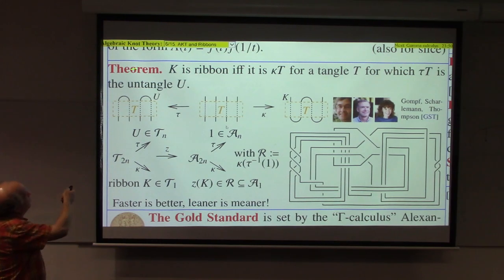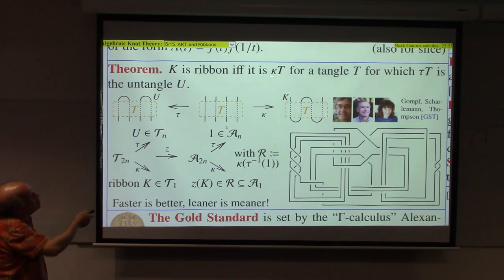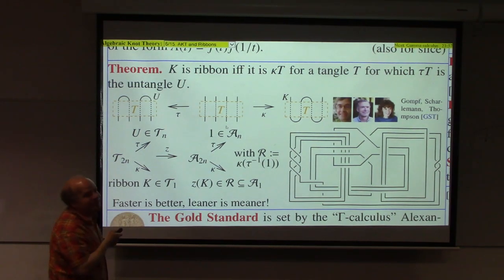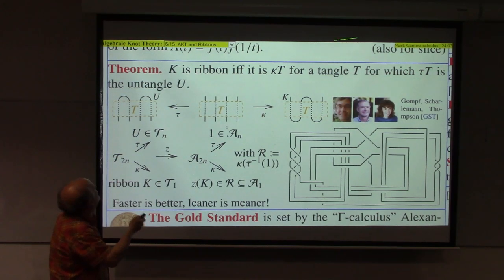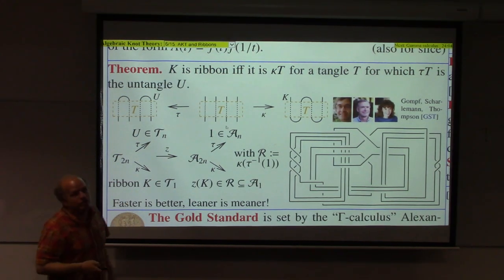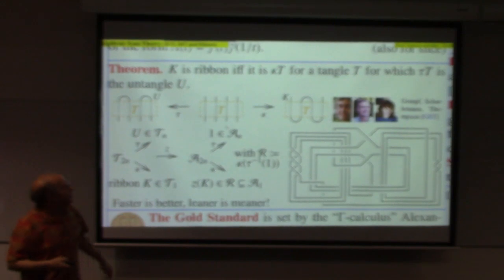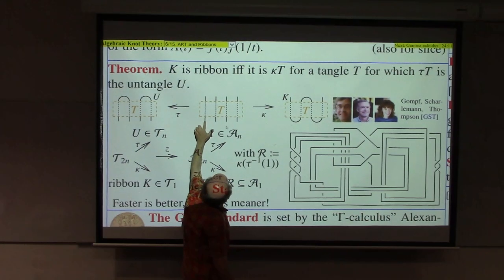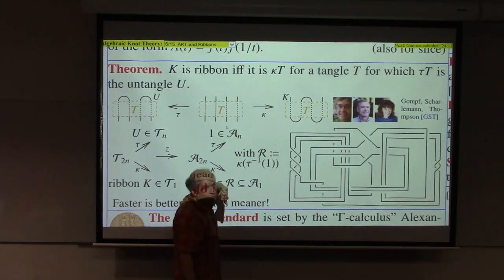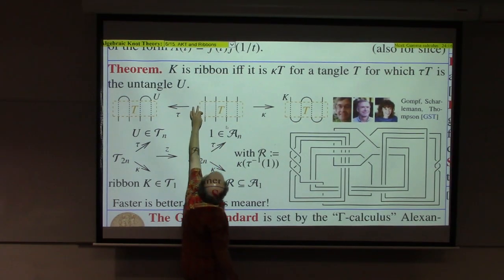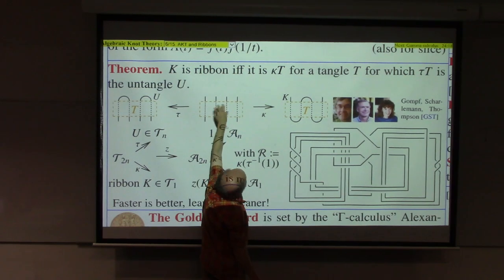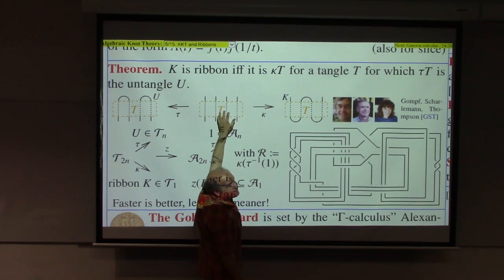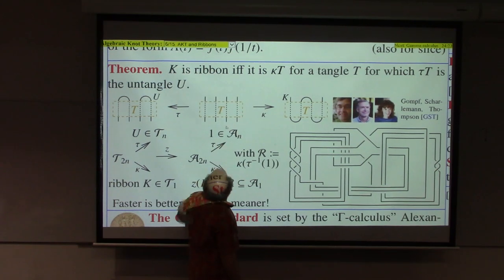So, theorem: a knot K is ribbon if and only if it is kappa of T for a tangle T for which tau of T is the untangle U. Let me explain. If you have a tangle with 2n components, so here are the 2n components, 1, 2, 3, 4, n is equal to 2. The tangle is lying here, and of course things can be and should be very much messed up deep inside.